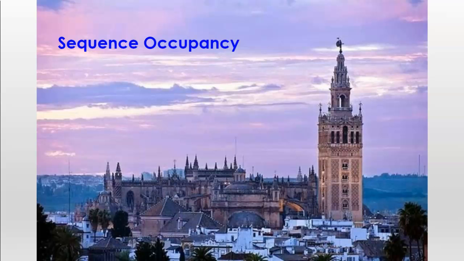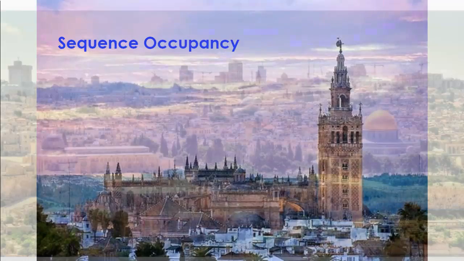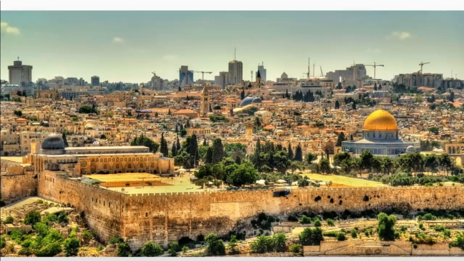Sequent occupancy is a very common thing you see throughout the world. You can think about places in the United States where Native Americans lived, and when Europeans arrived, they started imposing their way of life upon the landscape. So this happens all over the world. Another good example is a place like Jerusalem, where you have many different religions imposing their cultural traits and beliefs upon the landscape.